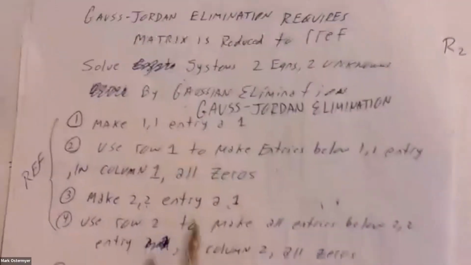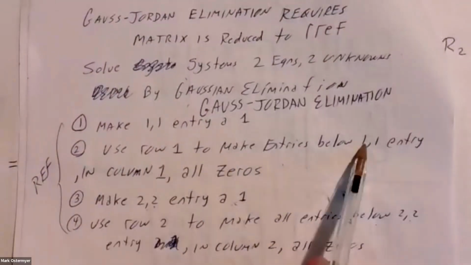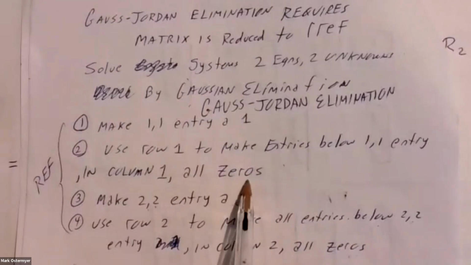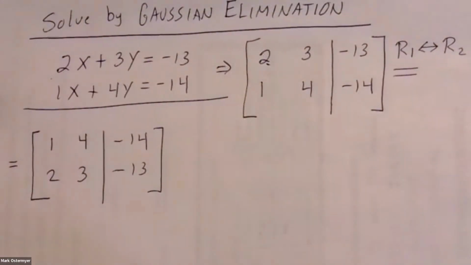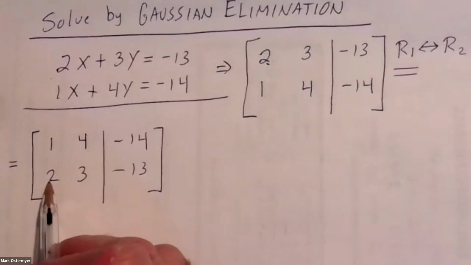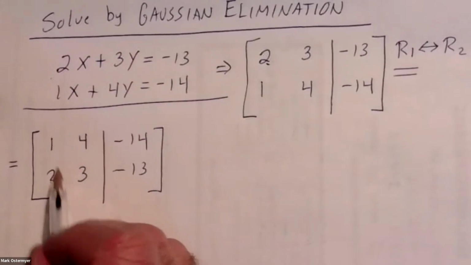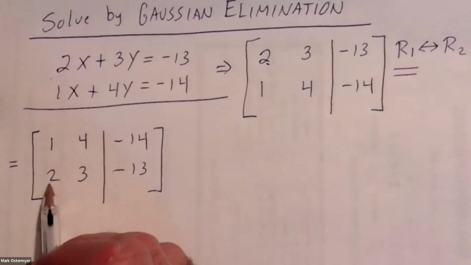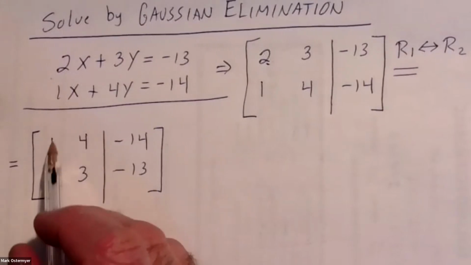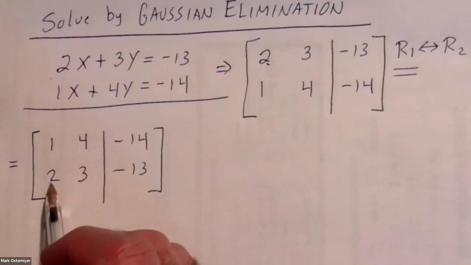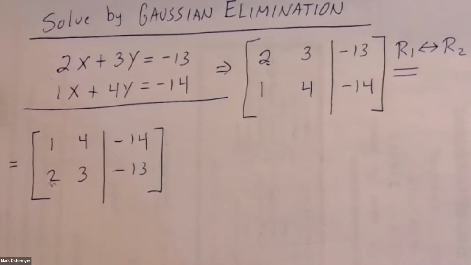What's the next step? The next step now is using row 1, we're going to clear out the rest of column 1. What does that mean? Using row 1, I have to make the other entries in column 1 below the main diagonal become zeros. I gotta make this 2 become a 0. That's called clearing out the rest of column 1 below the main diagonal. What do you add to 2 to make this 0? What do we add to 2 to make 2 go to 0?